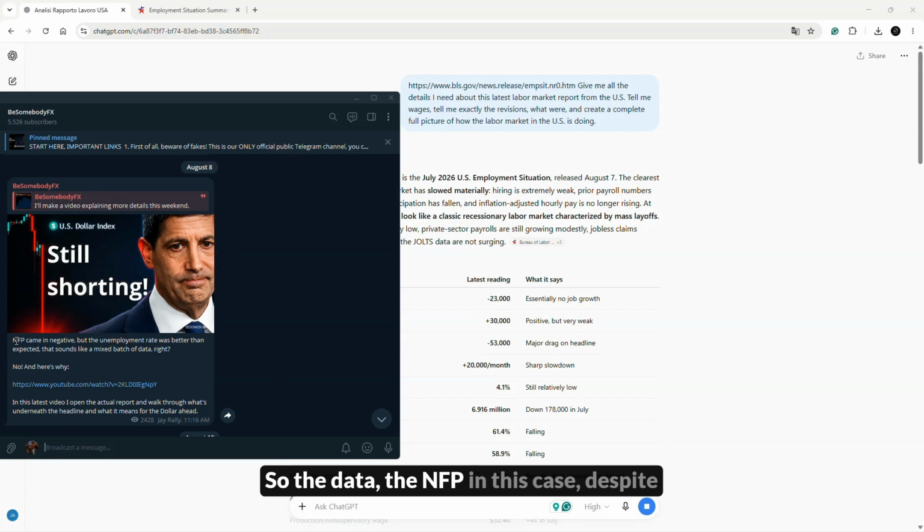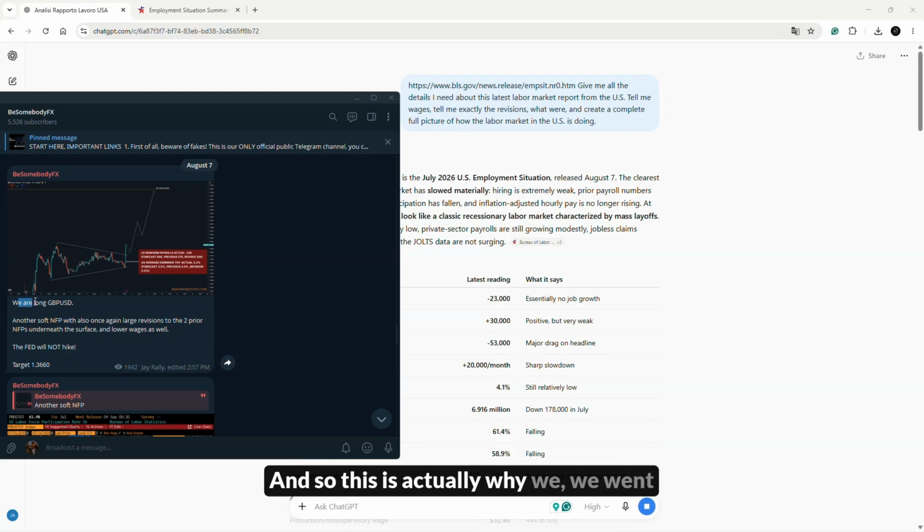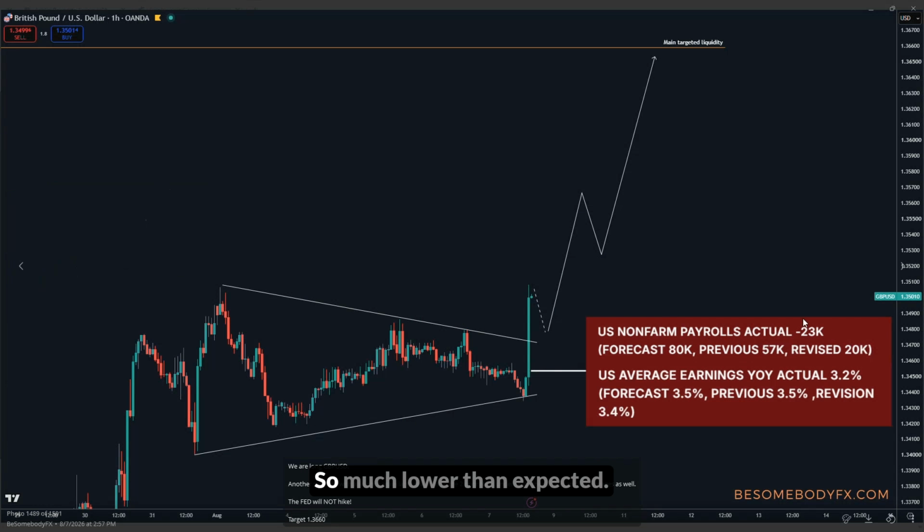So the NFP in this case, despite the lower unemployment rate, was negative, because if you stop at the surface, you're gonna get caught, okay? If you then go deeper, you'll understand the details. And so this is actually why we went long the pound against the US dollar, because we understood that the data was enough for the Fed to not hike, because the labor market was weaker. The headline number was weak, but also revised lower, so much lower than expected. Wages as well were much lower than expected.